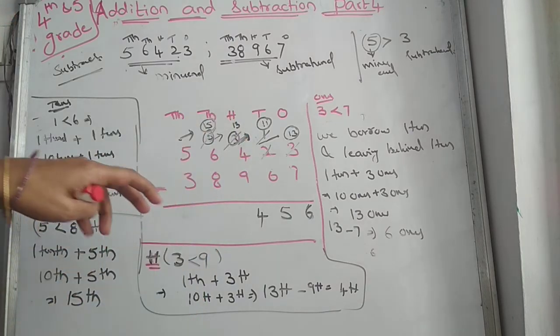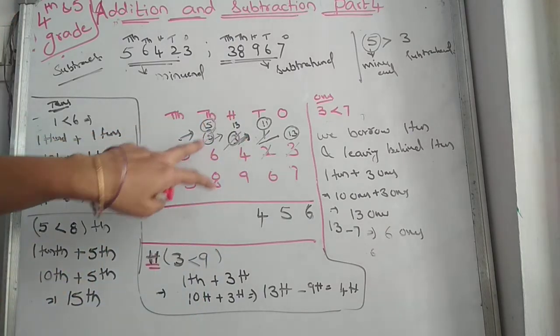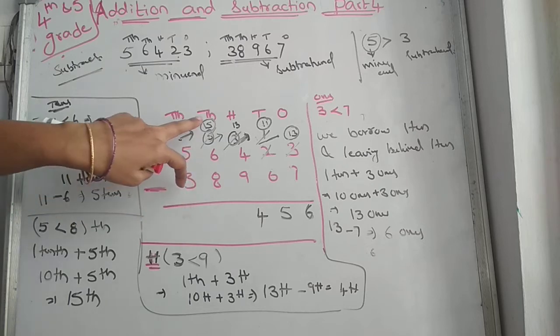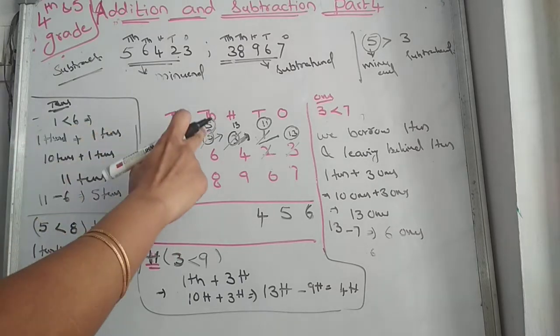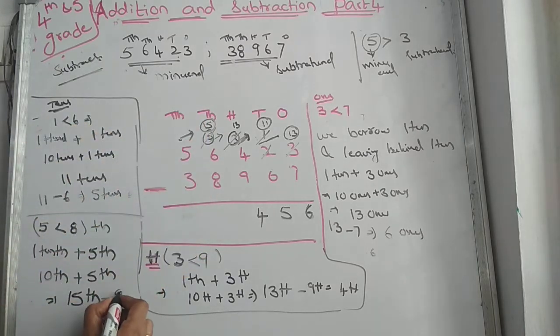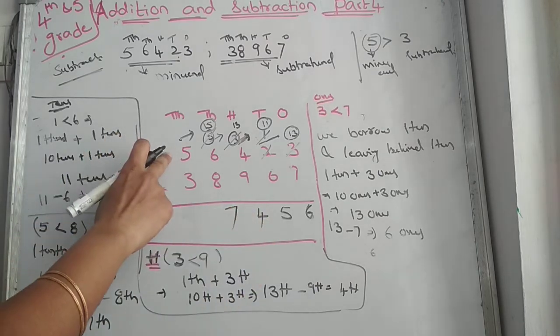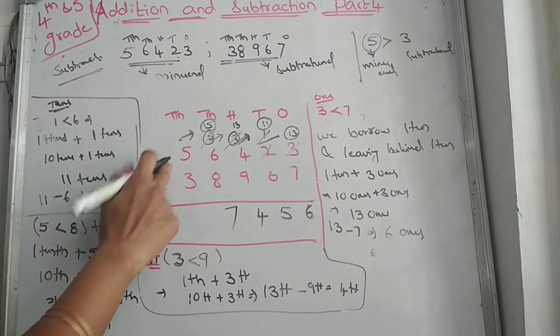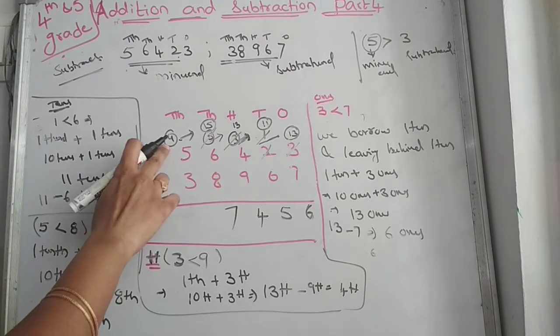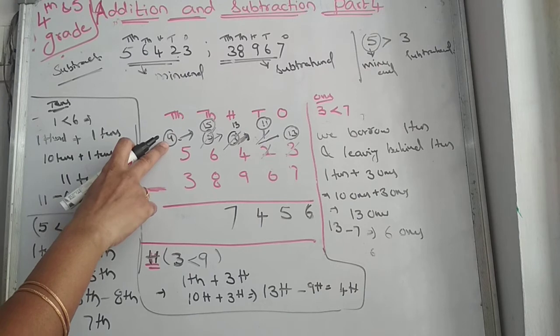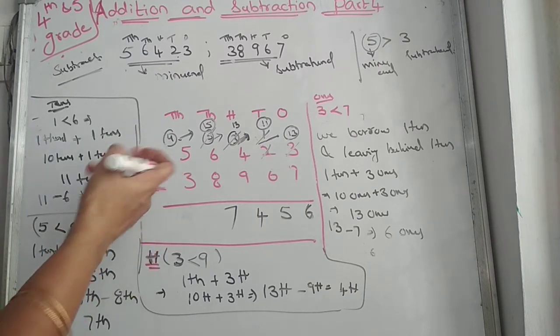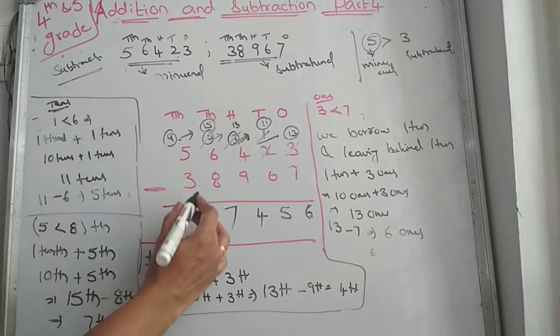Okay, here the number will be 15,000. So 15 minus 8. 15 is a big number, 8 is a small number, so subtraction is possible. 15 minus 8, how much will you get? 7,000. Here 1 decreases, so what will we get here? 4. 4 minus 3. 4 is a big number, 3 is a small number, so directly you can do subtraction. 4 minus 3 is 1.